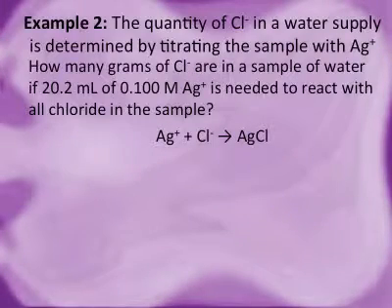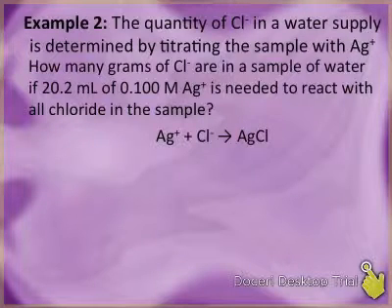Example number 2, it says, the quantity of chlorine in a water supply is determined by titrating the sample with silver. How many grams of chlorine are in a sample of water if 20.2 milliliters of a 0.1 molar silver is needed to react with all chloride in the sample? I don't know about you guys, but when I read word problems, I go, right? So I'm trying to teach you good skills by having you circle and underline, right? So first of all, I'm going to circle the things that go together.